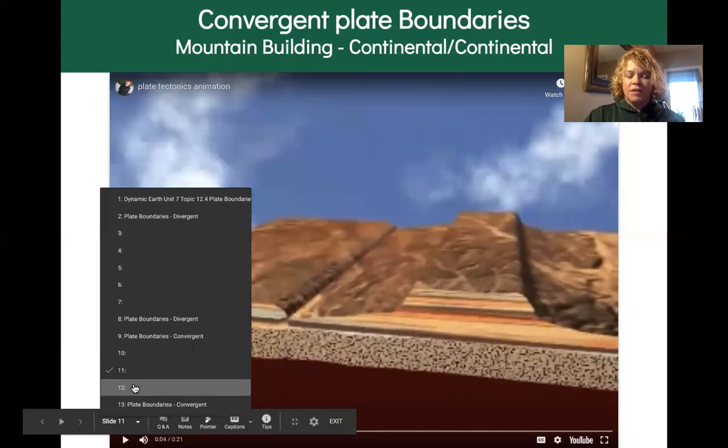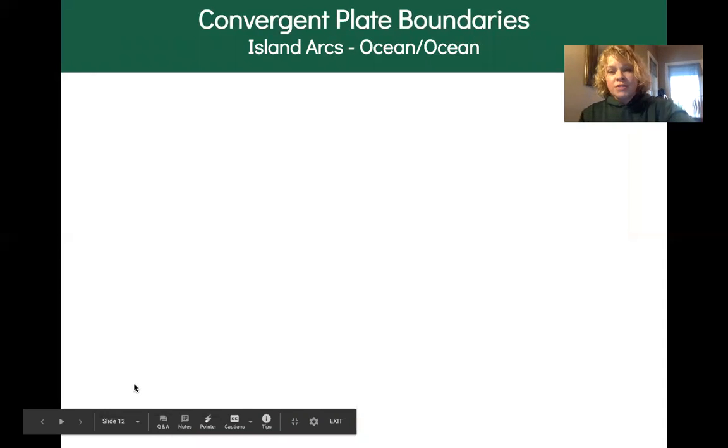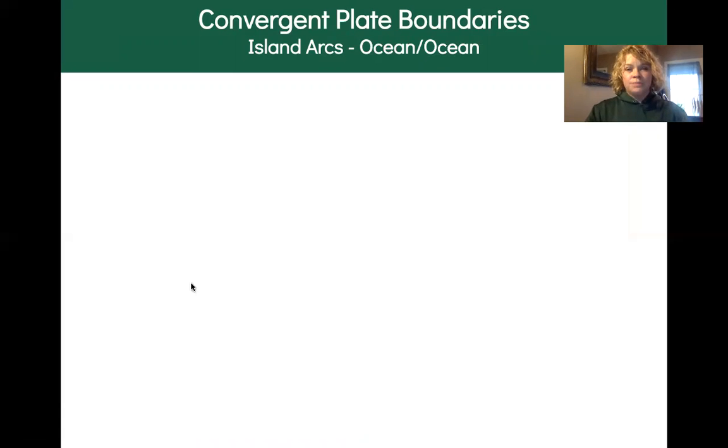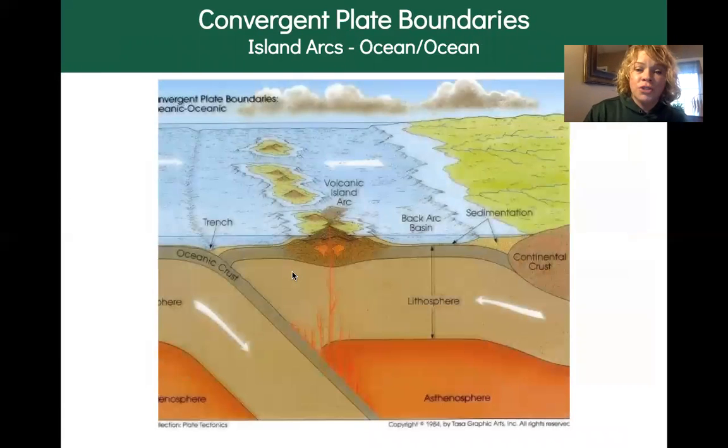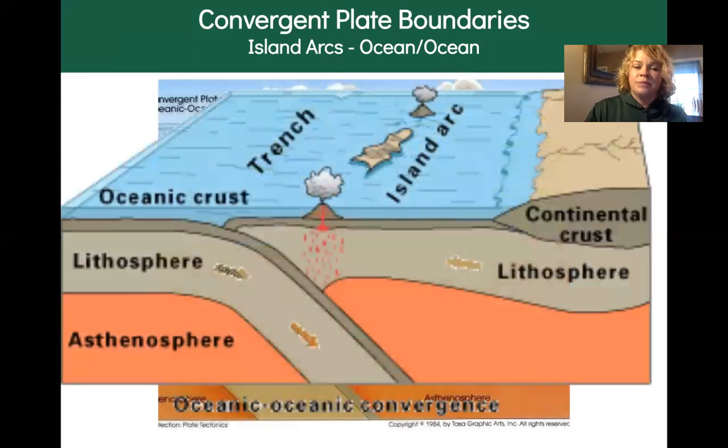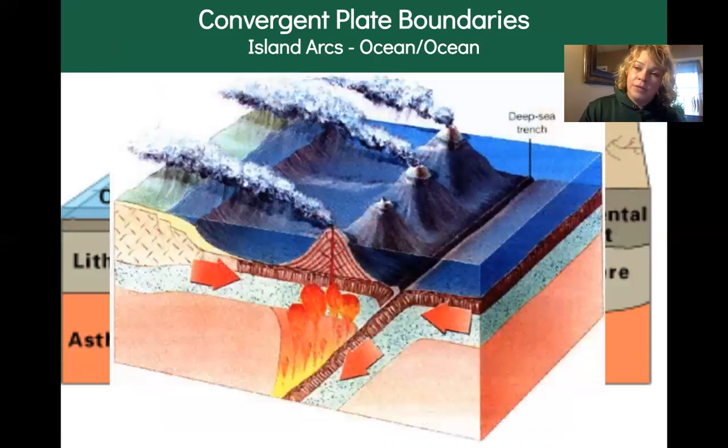Move to the next slide. Yeah, so the more dense one is going to subduct. Now, when ocean plates form, these create things called island arcs. The Aleutian Islands in Alaska are a really good example of this. The subduction occurs out in the ocean, so these volcanic mountains that are formed actually form out in the ocean.